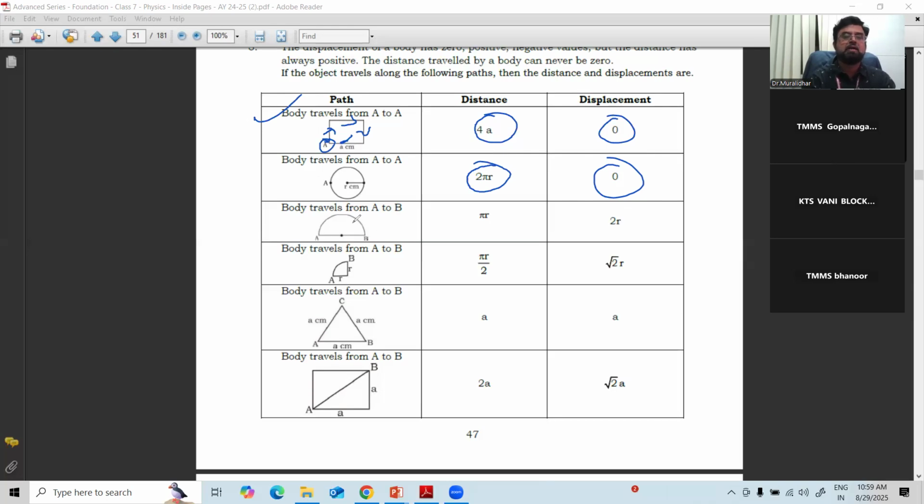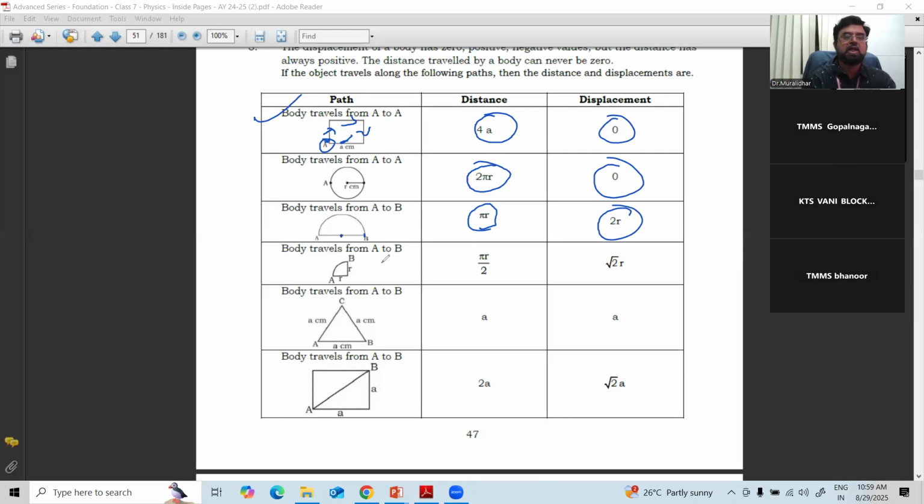So it is a semicircle, travels from A to B. So A to B is the arc of the circle, half of the circumference, that is 2 pi r by 2, pi r. That is the distance. What is the displacement? A to B. A is one radius, the other is a radius, 2r, r plus r.